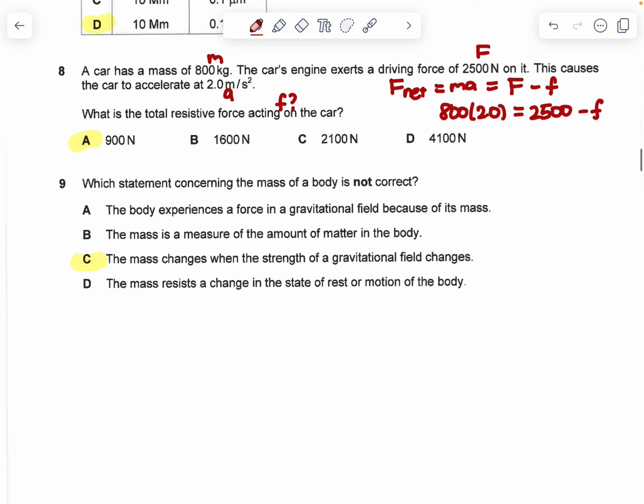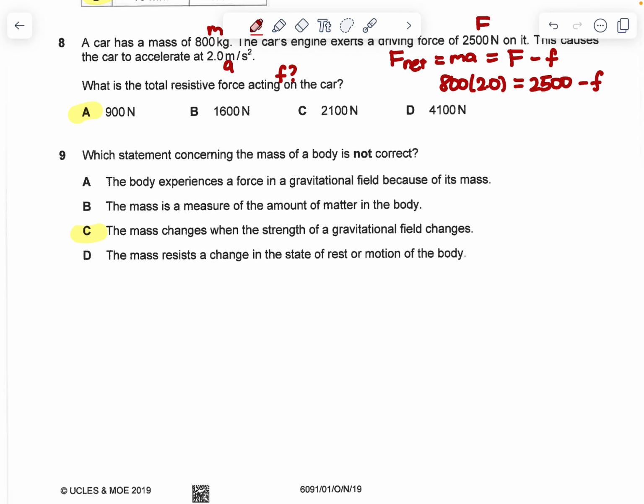Next, question 9. Which statement concerning the mass of a body is not correct? The body experiences a force in a gravitational field because of its mass. That's correct, W equals mg. The mass is a measure of the amount of matter in the body. Correct. Option C, the mass changes when the strength of the gravitational field changes. Wrong. It's the weight, given by the formula W equals mg. Mass resists the change in state of rest or motion of a body. That's correct, Newton's first law, the law of inertia.